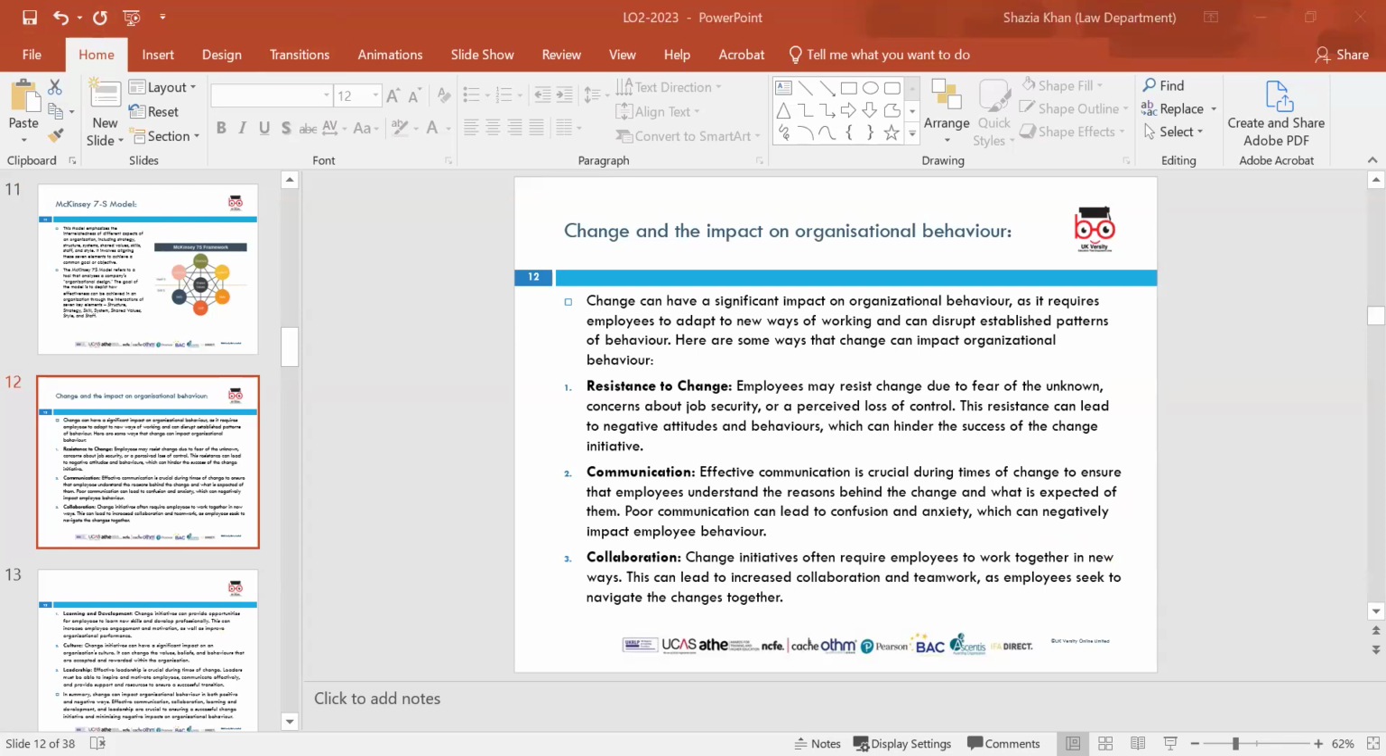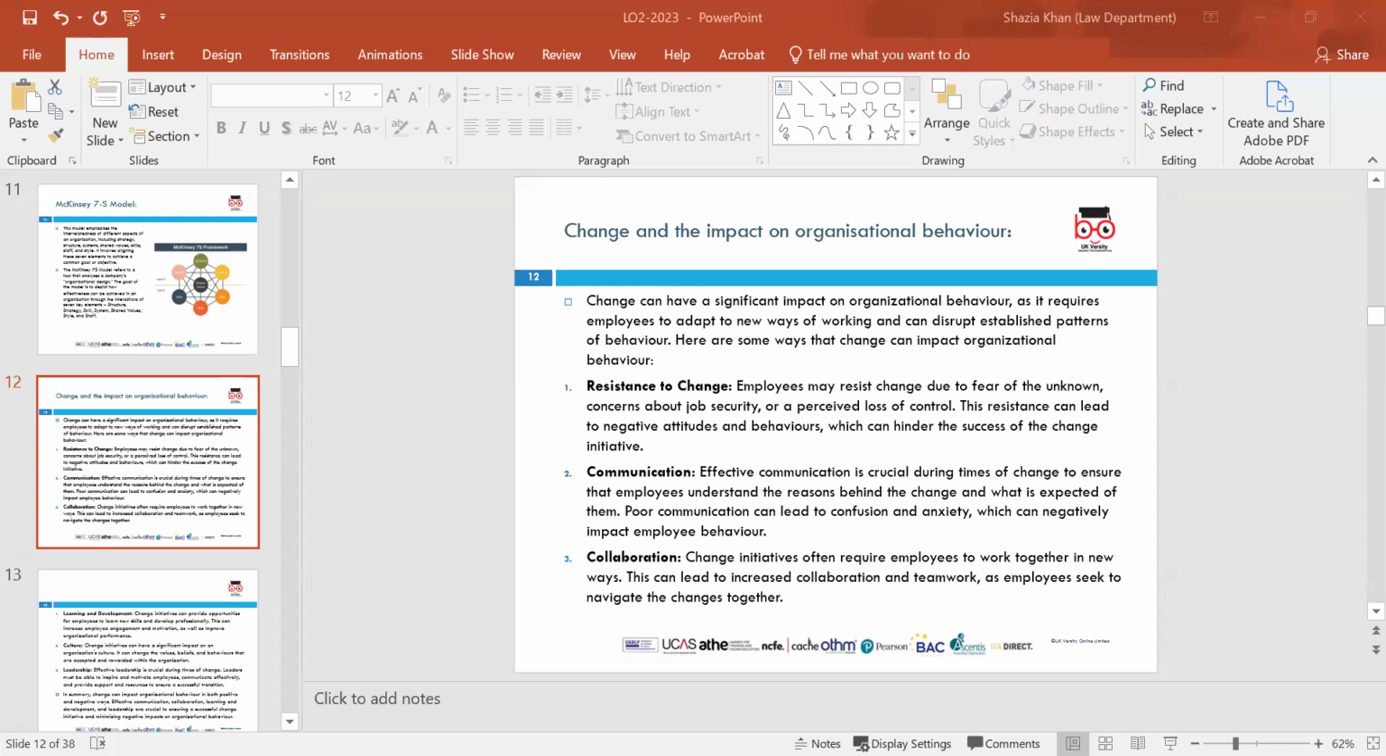Change and the impact on organizational behavior. Organizational change is a complex process. It happens all the time and it requires employees and affects the overall success of a company. One key aspect that often determines the outcome of change initiatives is individual behavior, how people behave. Why do you think it's so important how people behave when it comes to change? Why do you think that would impact an organization?